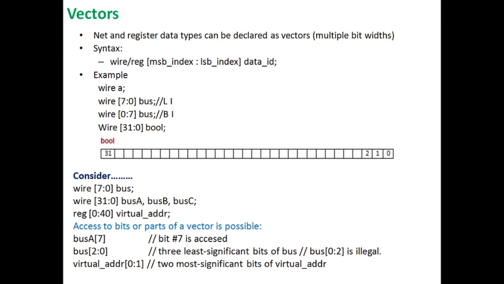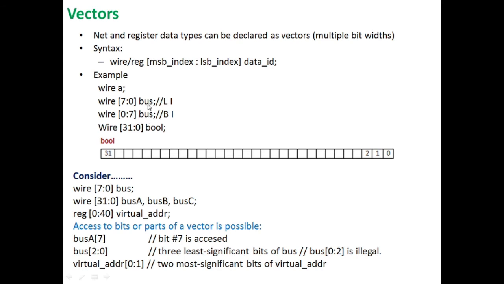We discussed wires and reg data types earlier. The discussion was maybe on scalars, but declaring them explicitly as vectors is also possible. A vector is nothing but multiple bit width. If I didn't specify any bit width, I can treat it as a scalar variable. You can see here that a is a scalar variable because I didn't declare a range; a scalar net variable is the default. And then wire 7 down to 0 bus and wire 0 down to 7 bus.